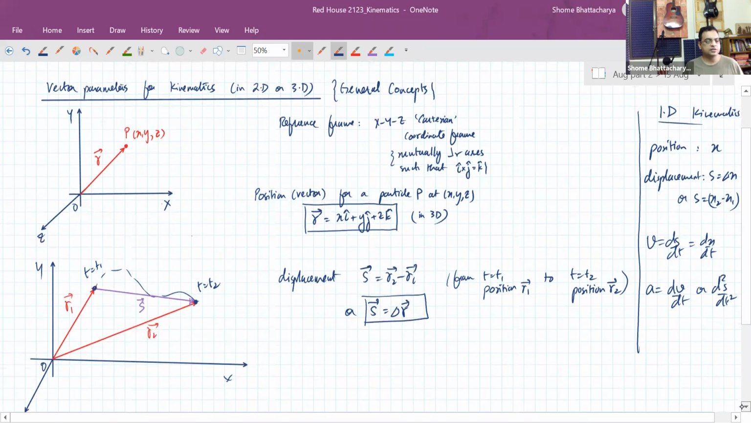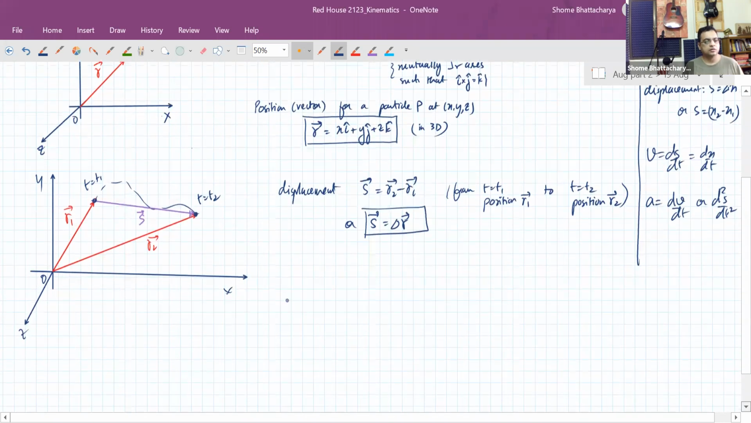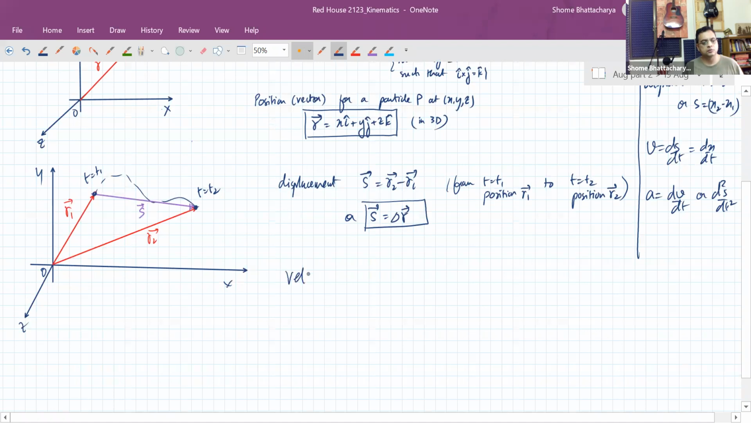Okay, now likewise, we can see that the velocity is defined in two ways. One is the instantaneous velocity. That will be defined as the instantaneous rate of change of position with respect to time, or the instantaneous rate of change of displacement with respect to time.